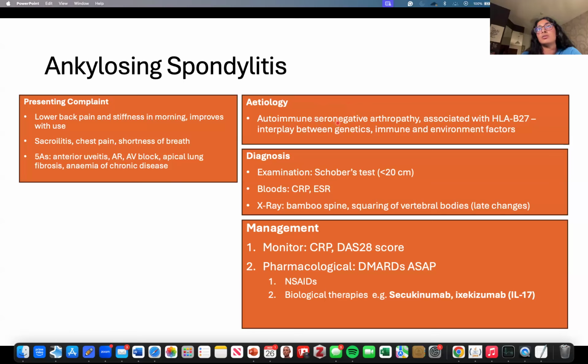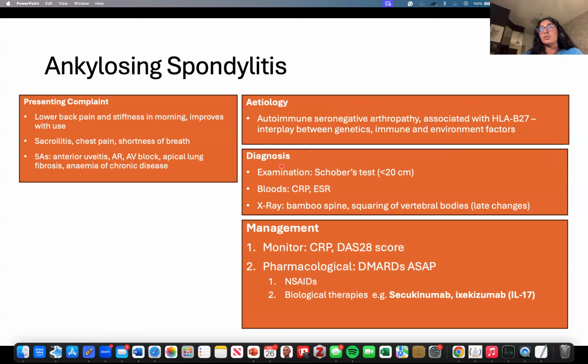Etiology, so this is an autoimmune seronegative arthropathy with an association with HLA-B27. And as well as genetics being involved, you've got immune factors, environmental factors, and that's going to be common for all of these seronegative problems.